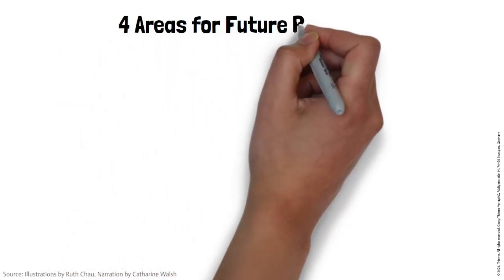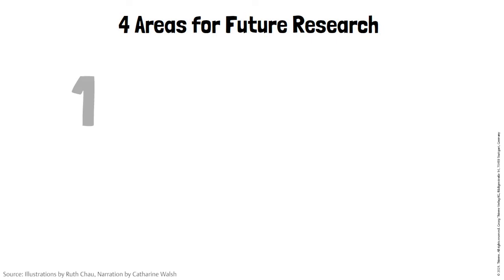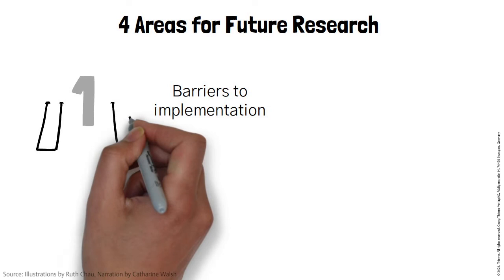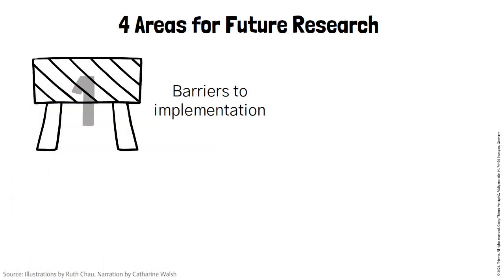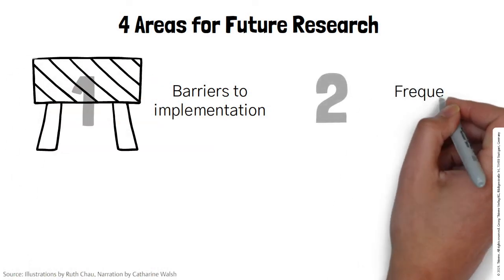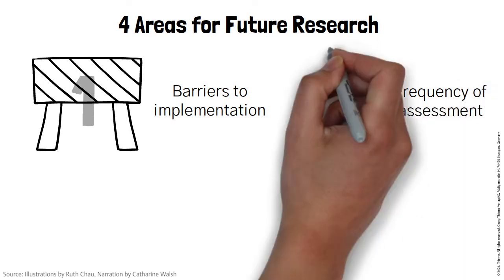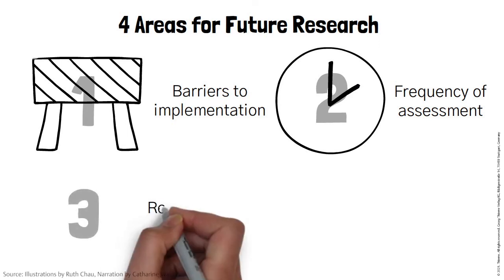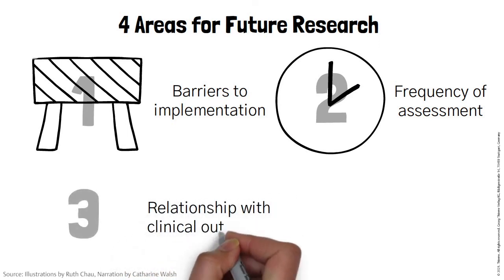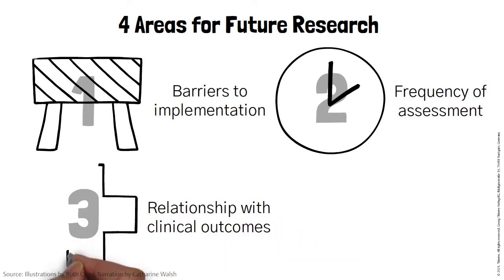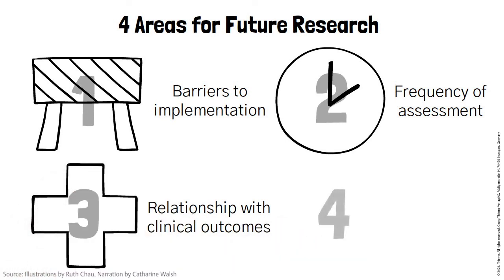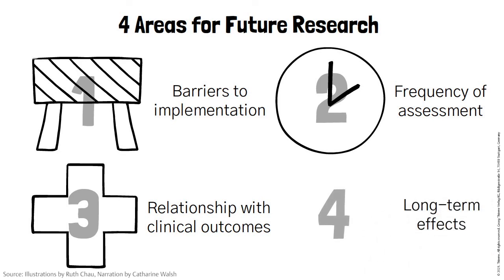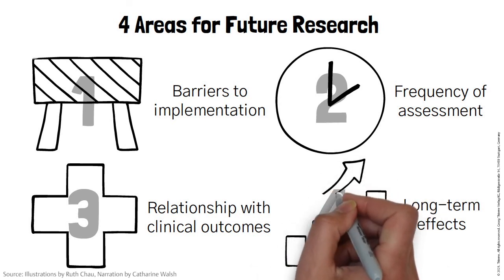These results highlight 4 important areas for future research. 1. Research is needed to evaluate barriers to implementing these tools within training programs and strategies to overcome these barriers. 2. Studies are required to determine how often assessment tools should be used during training to best support learning. 3. Research should examine the relationship between the achievement of competency benchmarks and provision of safe, effective, high-quality endoscopic care. And 4. Studies should evaluate the long-term effects of training and feedback using direct observation tools on post-certification practice outcomes and maintenance of competence.